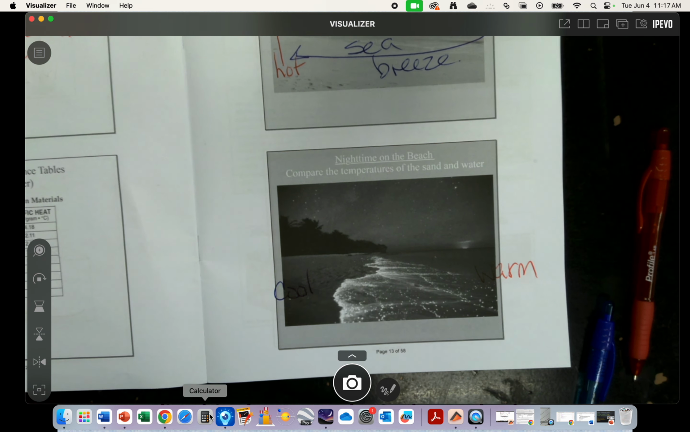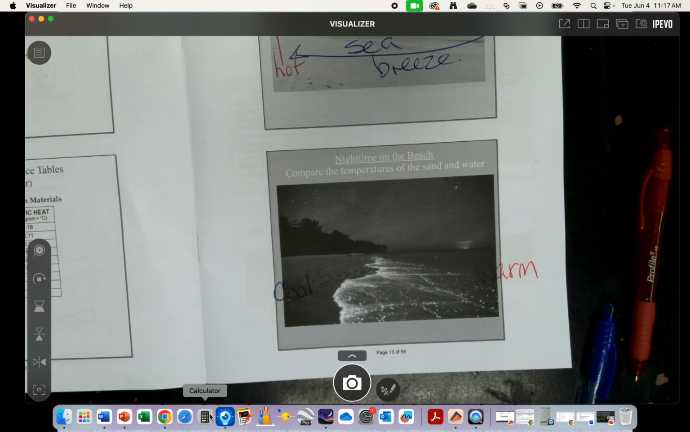Draw the convection current now at night. Okay? Middle of the night. Yeah, the middle of the night.